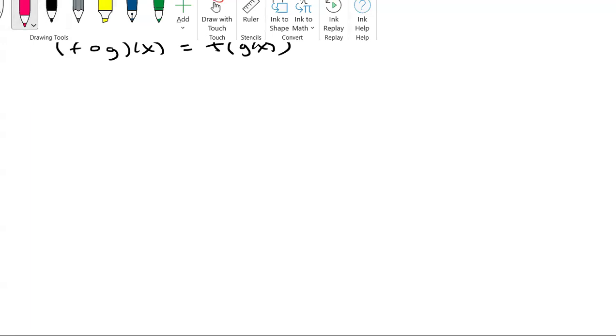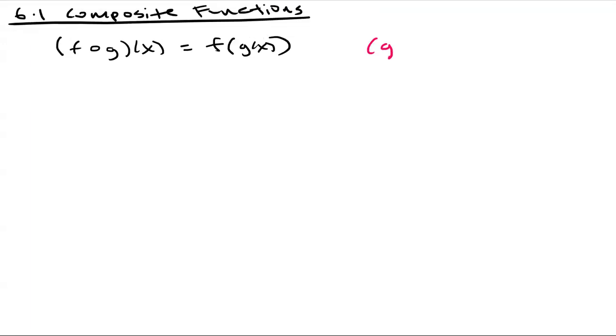If I have g circle f of x, that means the outside function will be my g and my inside function will be my f. So I would write it as g of f of x. Right now it seems confusing, but when we do an example, you'll see what I mean. But don't get bogged down on the notation. Basically these mean the same thing. They just write it in this form.